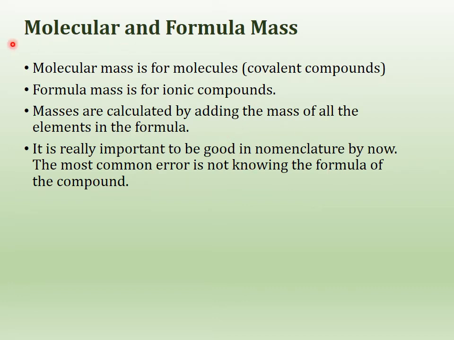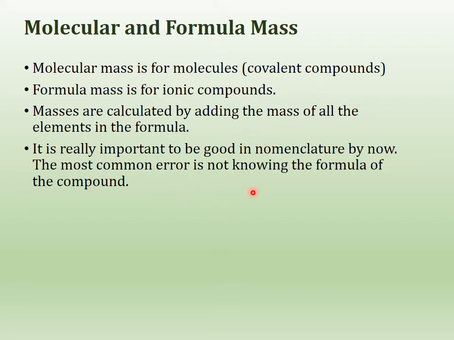So in this case, the first thing we need to talk about is molecular formula and formula mass. The molecular mass is for molecules, which are the covalent compounds, as we learned in chapter 2, and formula mass is for ionic compounds. Masses are calculated by adding the mass of all elements in the formula, and you get the mass of all of these from the periodic table. Okay, you don't have to memorize them, although as you go on, you will start remembering a lot of these things.